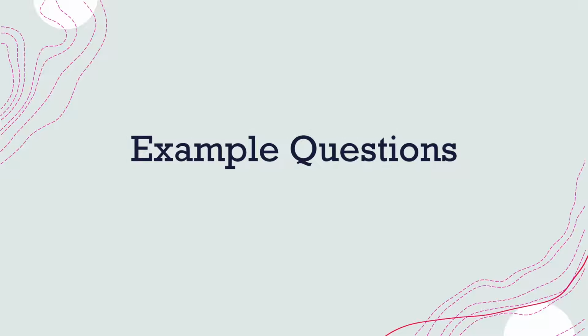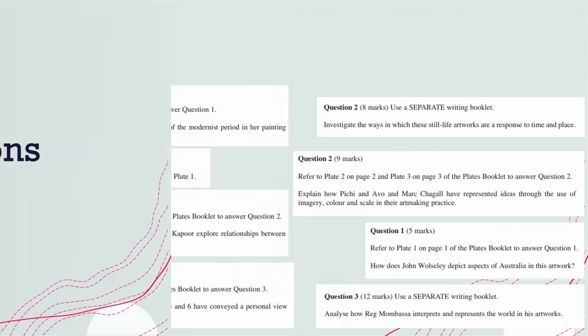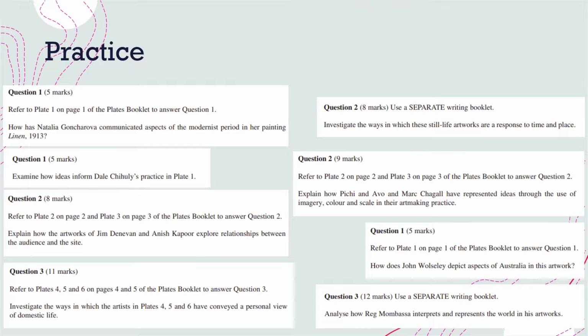Now let's look at some example questions. On the next few slides, you will be presented with a selection of questions from past HSC exam papers. You can practice identifying the keywords, which will tell you which content area the question relates to. Pause the video here and identify which questions are asking you about artists' practice.